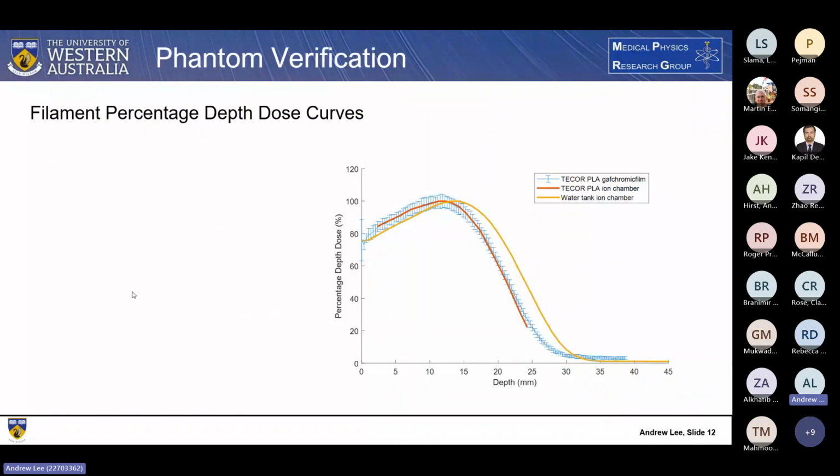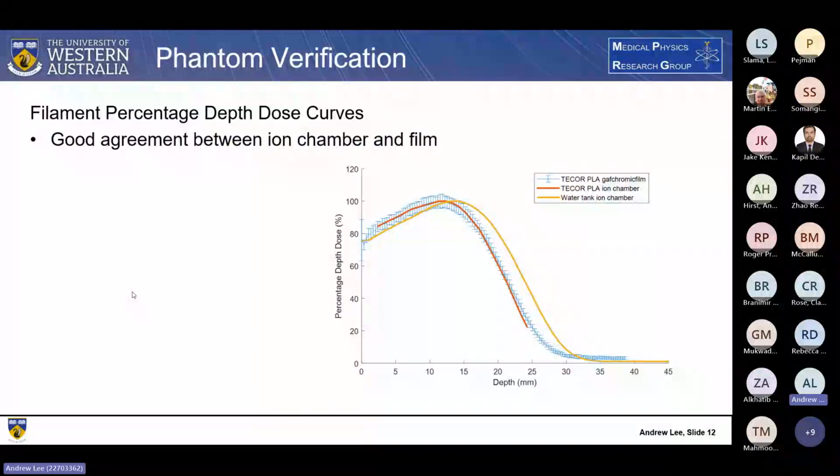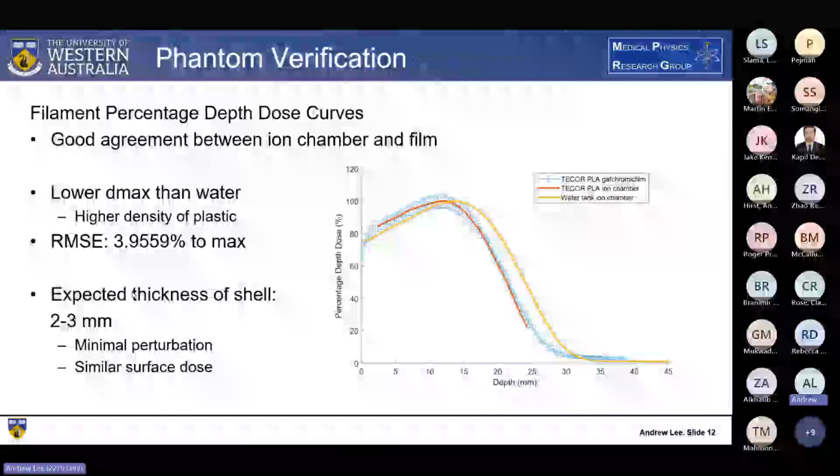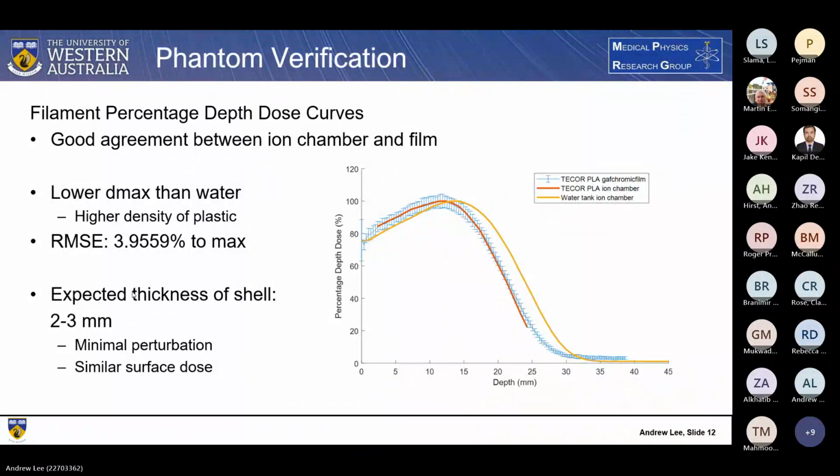We can see that we have quite good agreement between the ion chamber and the film measurements. And this is compared to a water tank ion chamber measurement. In comparison, we have a lower Dmax than the water. So this does indicate that we have higher density of the plastic, which is expected for 100% infill. Between the 0 depth and the depth of around 15 millimeters for the maximum depth in water, we get an RMSE of around 4%, which is not too significant. In particular, for our thickness, which is only going to be 2 to 3 millimeters for the shell, there's minimal perturbation in that area, and even from the film curve, we can see that the surface dose is quite similar.